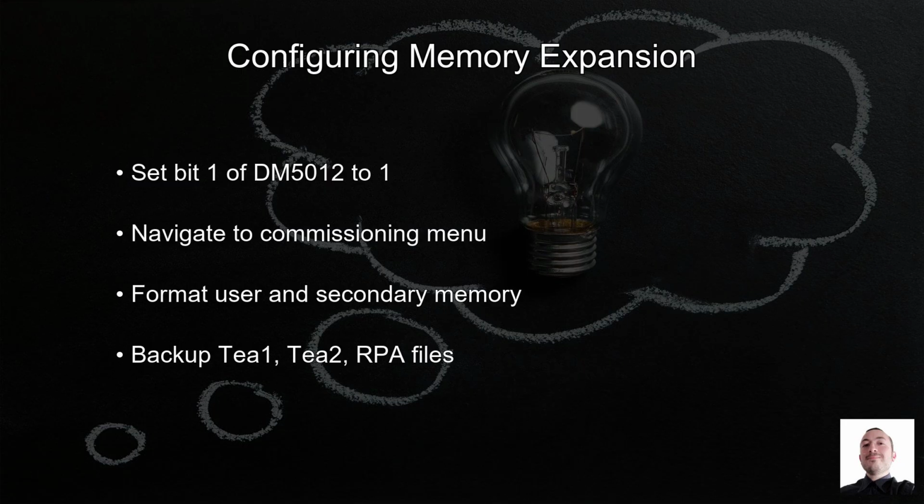Here, format both the user memory and the secondary memory partition, often labeled as Other. Ensure you back up critical data such as T1, T2, and all RPA files before formatting. This precaution prevents data loss. After formatting, complete the commissioning process. Your machine's memory capacity should now be expanded, allowing for additional programs and operations.